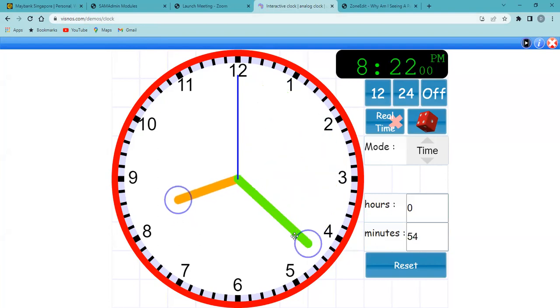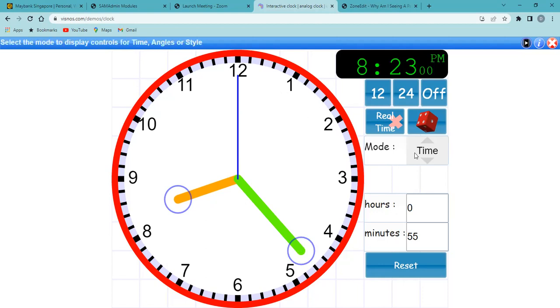Fast forward, what if the time now is here? They know that these are in multiples of 5, from what they've learned in P1. So there's 5, 10, 15, 20. If the needle points here, they can count from 20 onwards: 20, 21, 22, 23. So it's 8:23.